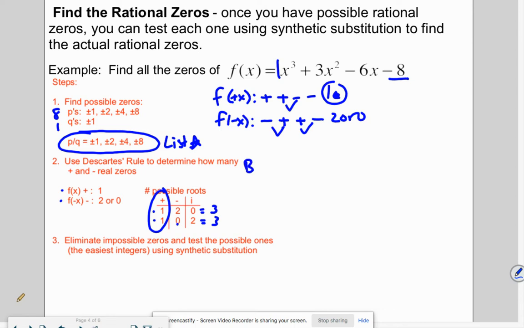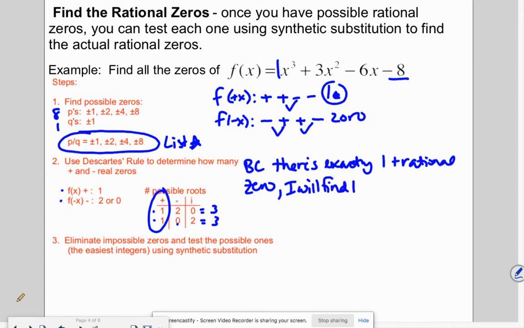Because there's exactly 1 positive rational zero, I will find that one first. So that's the reasoning, all right? So I'm going to go and test using synthetic substitution the positive real roots. So I'm going to test the positive 1 first. So I'm going to do this very organized, positive 1.